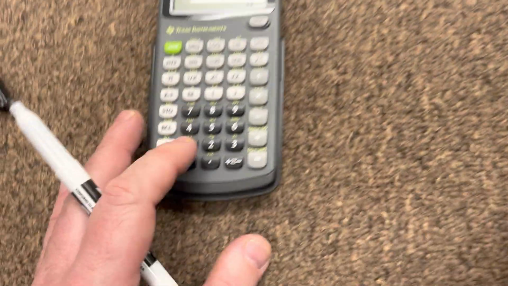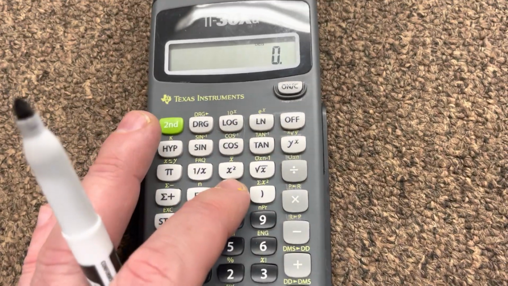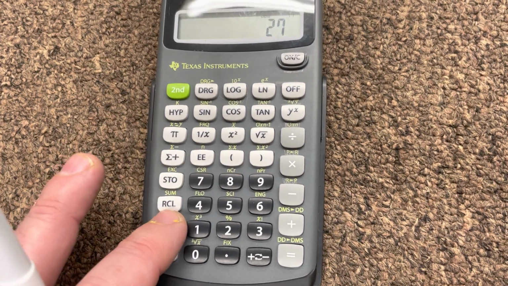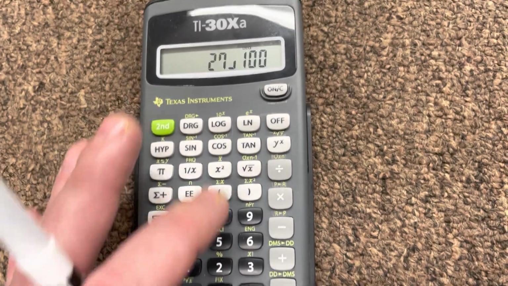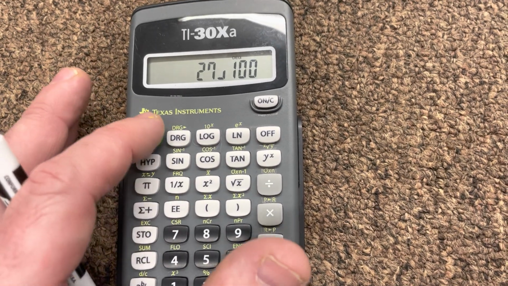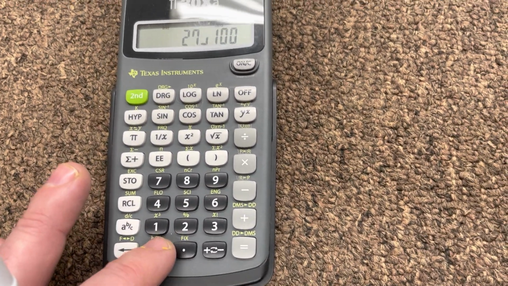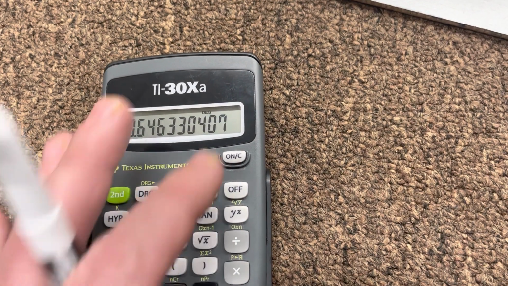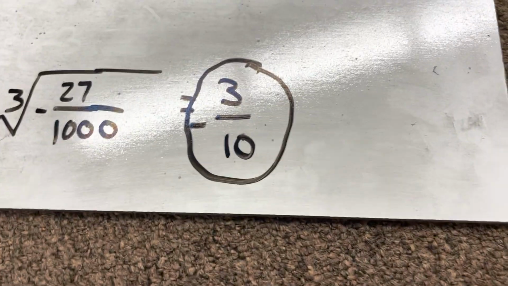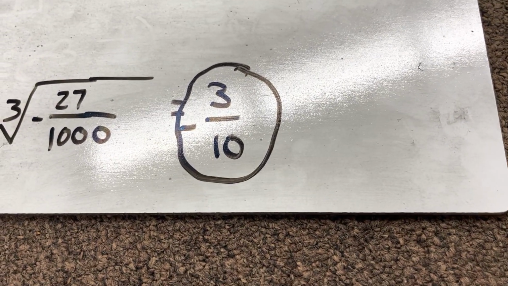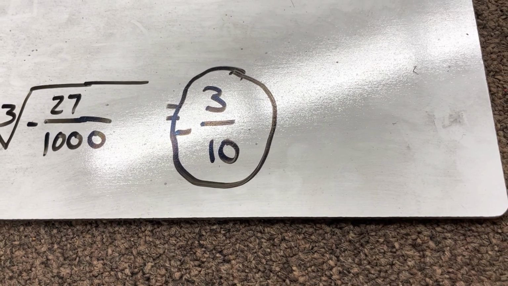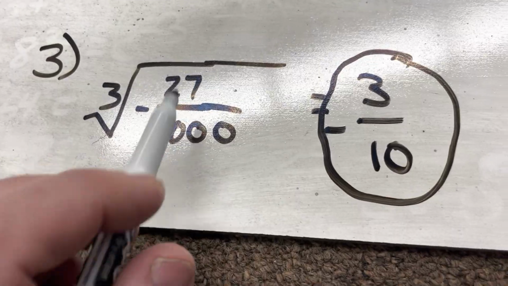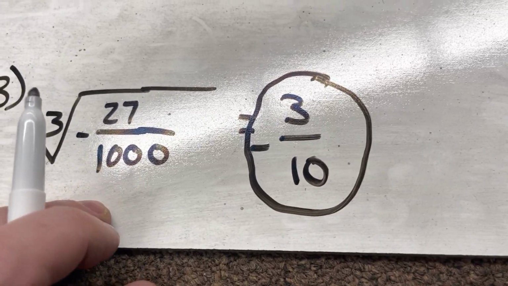Now, let's try something here. Let's say I'm going to put parentheses, 27 over 100, close parentheses. Now try second function, cube root. It still gives me that, which is kind of weird, but that's okay. I get 3 over 10, which I know is 3/10. So in that situation, you just want to take the individual numbers, apparently, is what we want to do.